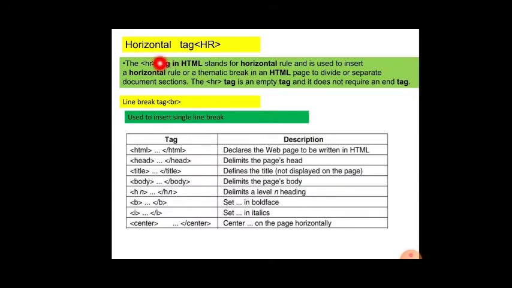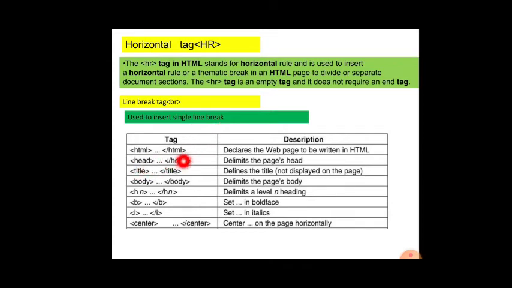Next, let us see some of the basic tags. That is the horizontal tag. The HR tag in HTML stands for horizontal rule and is used to insert a horizontal rule or a thematic break in the HTML page to divide or separate document sections. The website should look very attractive, so you can't write everything in a single page. Some breaks have to be there in the middle. This can be given using the HR tag, and this HR tag is an empty tag. There is no closing. Next is the line break tag, that is BR, used to insert a single line break.